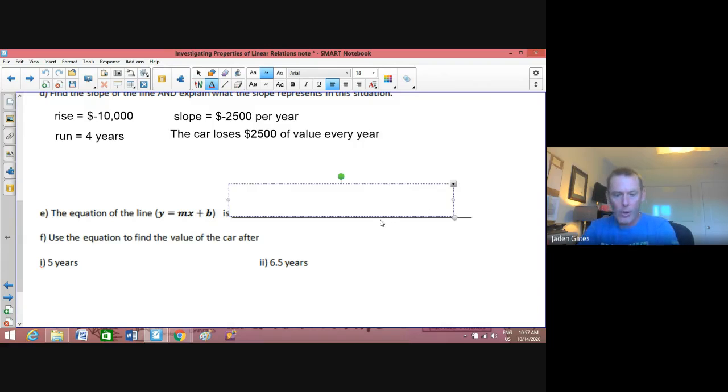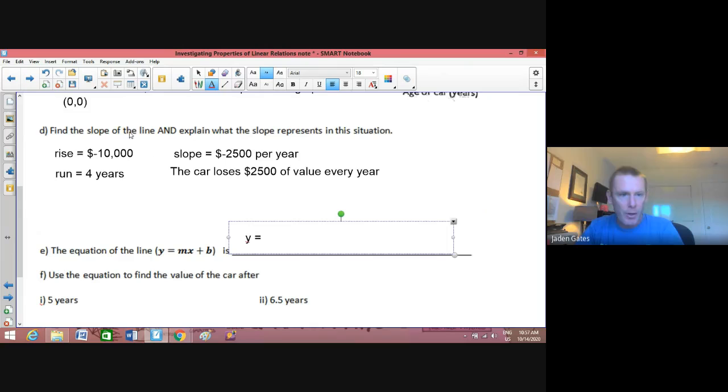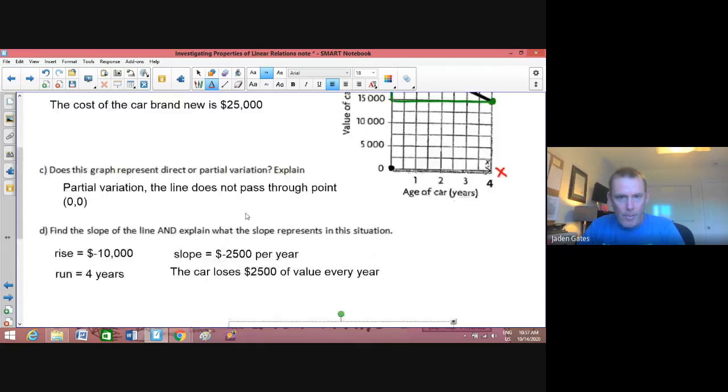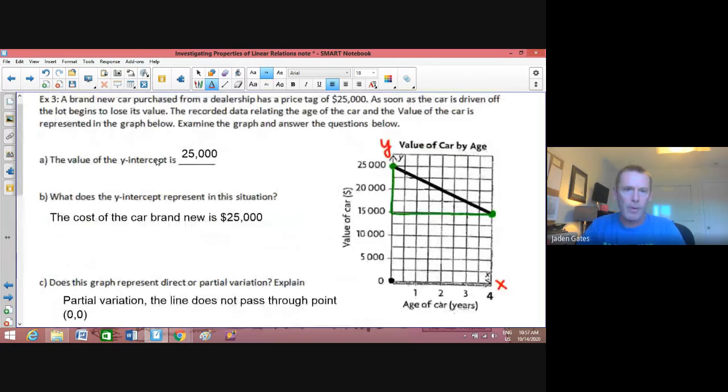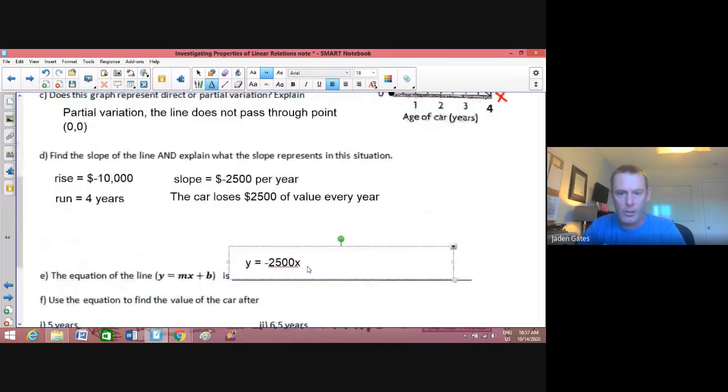And so our equation, because we have found both of those already: y equals, well, we just found our slope right here. It's minus 2,500. Then I put an x. And then my y-intercept. Well, I go up. What was my y-intercept, which is called my b value? Again, I'm not sure why it's labeled as 25,000. All right, so positive 25,000. There we go. There's the equation of our line.